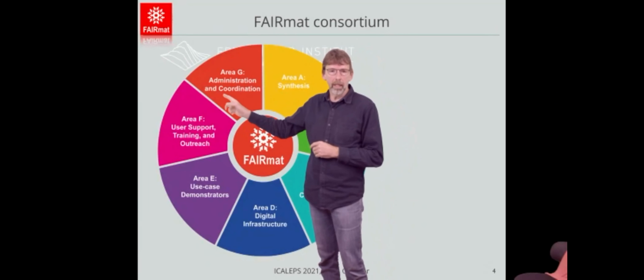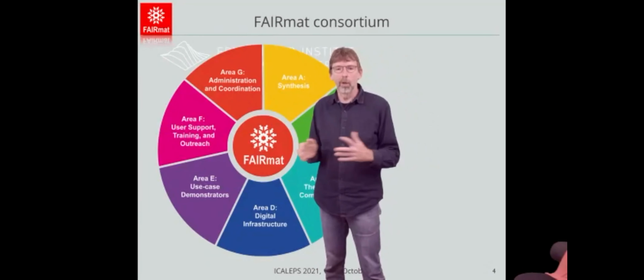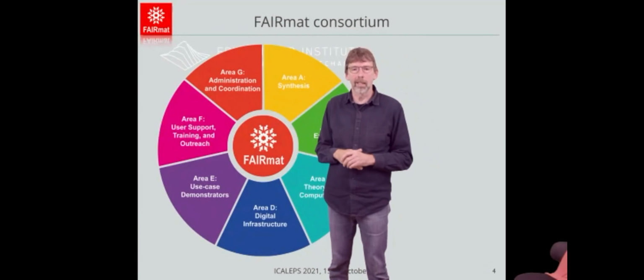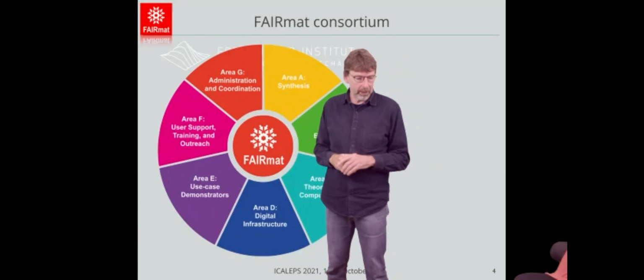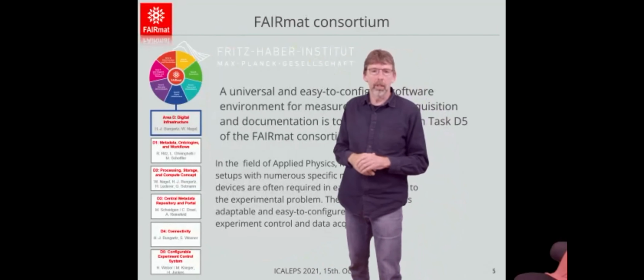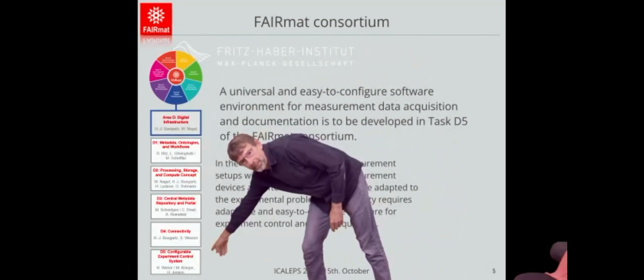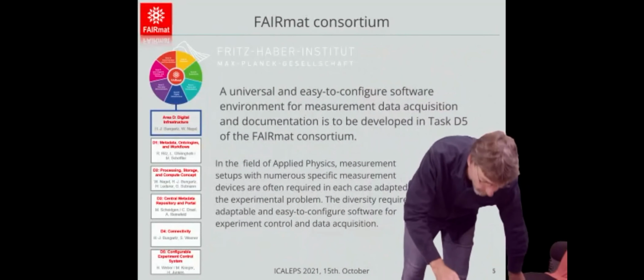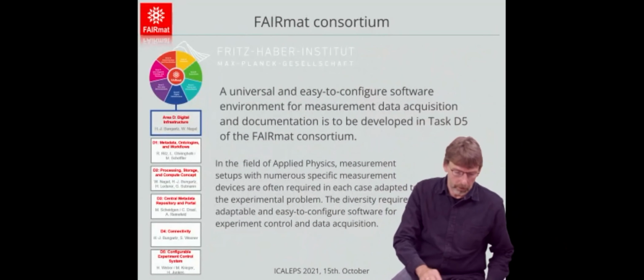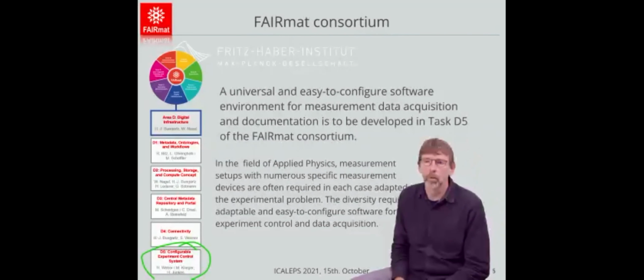And unavoidably, there will be an area G, administration and coordination. I assume that most of the people hired for this consortium will end up in this area, but nevertheless, we will do our work at the very low end, on the configurable experimental control system. This area is our part, at a very low end.